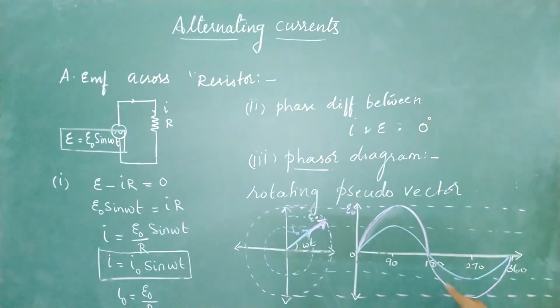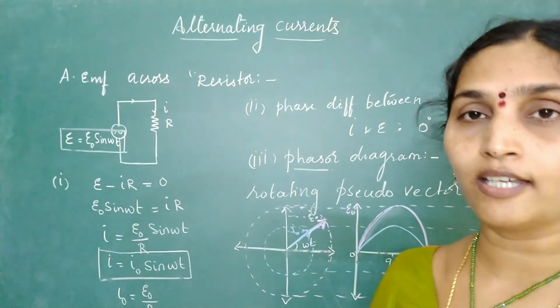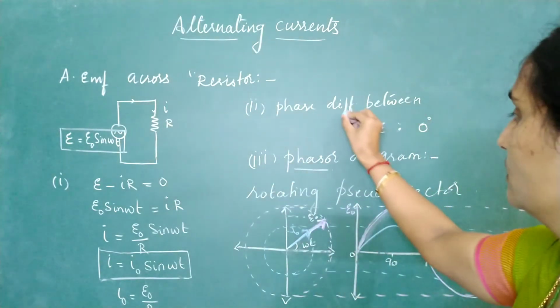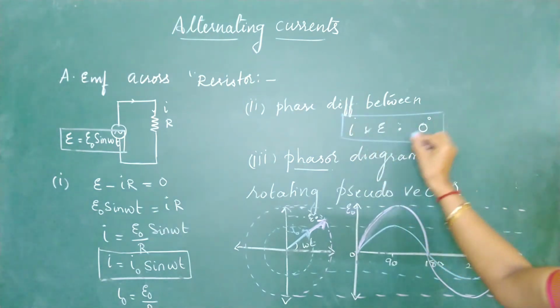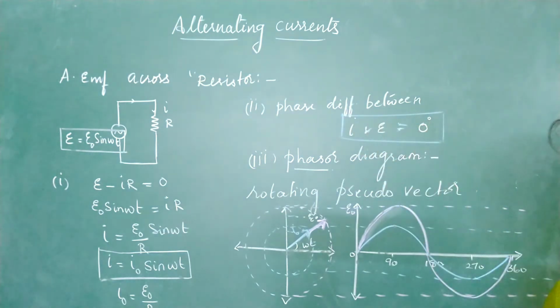Now, from this graph, you can clearly see if EMF is increasing with time, current is also increasing. EMF is decreasing, current also decreases, increasing in the opposite direction, and it is following each other. So current and EMF are following each other. Therefore, what is the phase difference between I and E? It is equal to 0 degrees.